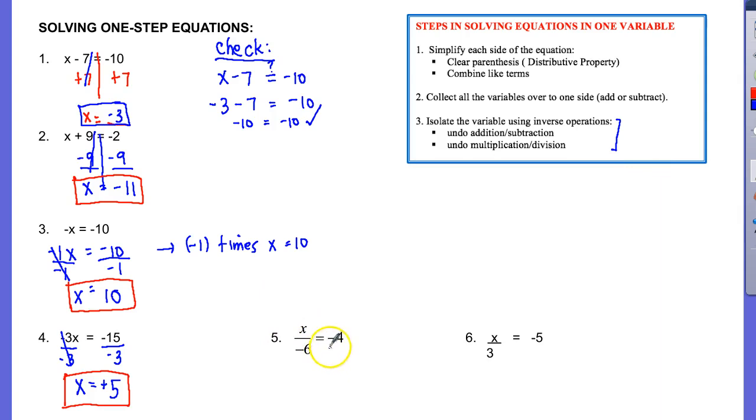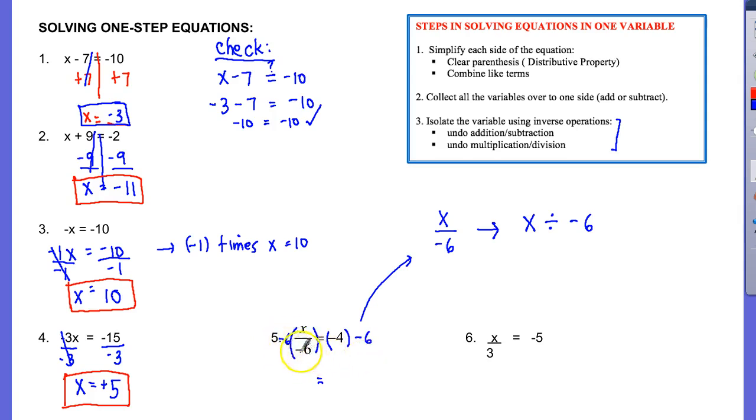Okay, this one. So this x, oh, this is a fraction. How do you do fractions? Well, figure out what's the operation between x and negative 6. This is x over negative 6. Remember this. X over negative 6, that's the same thing as x divided by negative 6. Okay, so that operation, that's actually division. So what's the inverse operation of division? You're right, multiplication. So if you want to get rid of negative 6, you have to multiply both sides by negative 6.